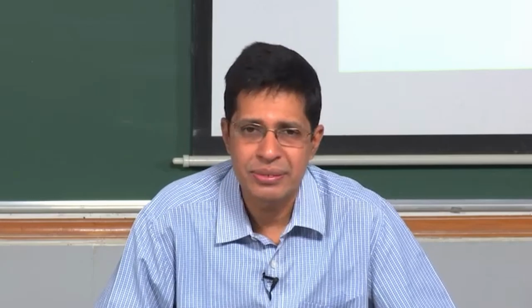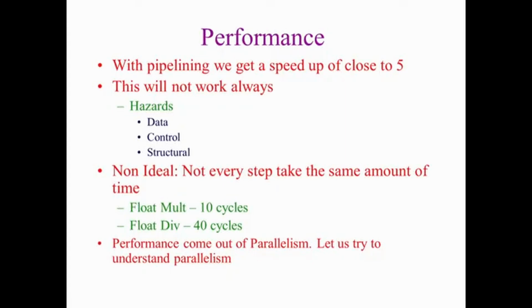But then this will not work for several reasons. The reasons are called hazards. A hazard is something that will stop the pipeline, and there are many types of hazards. One is called data hazard, another is called control hazard, another is called structure hazard. There are 3 types of hazards: data, control, and structure.